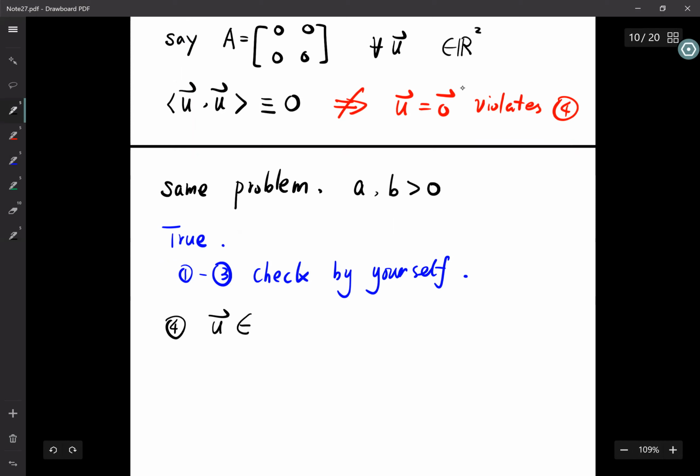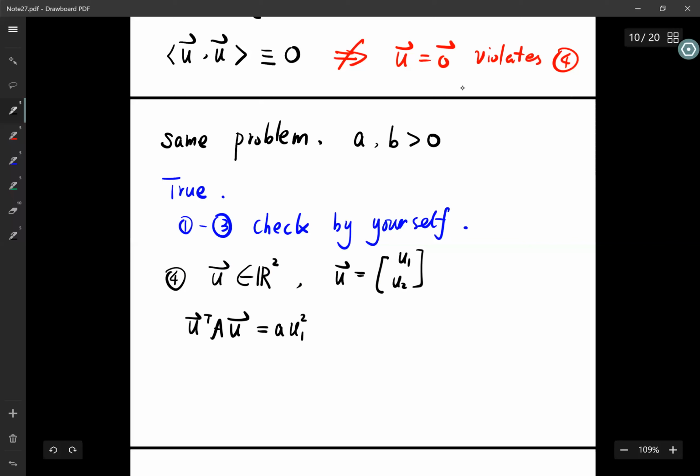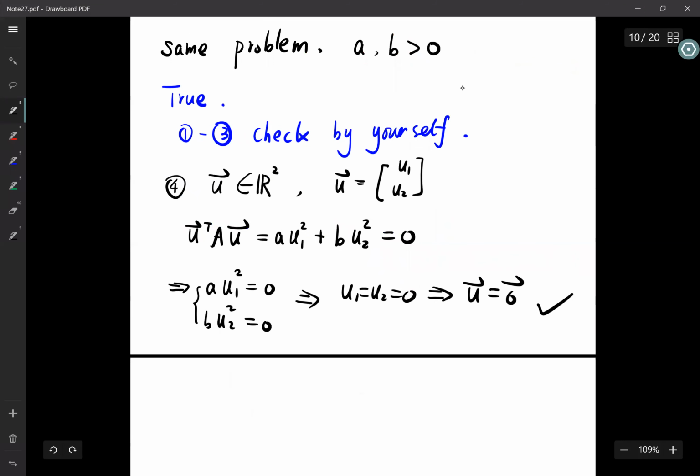Now give me a vector U in R2, then U transpose AU. Let me write U to be U1, U2, these are two of its components. This is A times u1 square plus B times u2 square. If this is 0, because both terms are non-negative, we have A u1 square equal to 0 and B u2 square equal to 0. Therefore, u1 and u2 are both 0, which means that u is a 0 vector. So, inner product. Any question?